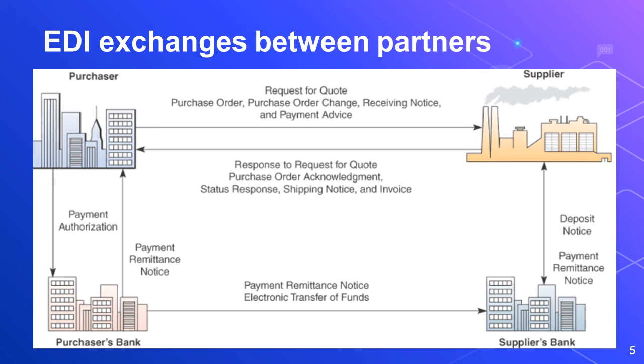And for the supplier, they would then send a response to the purchaser. So they would reply with the initial quote for the status of the response if ever the purchaser already proceeded with the purchase. So they would be sending in a shipping notice and invoice so that the purchaser would know when to expect the products.